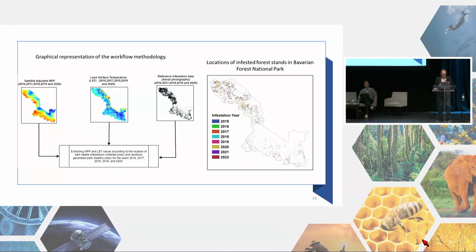So this graph explains the methodology a bit better. On the left you have the NPP products from the LPJ-GUESS model with the assimilation of LAI in it. You have the land surface temperature data in the middle, and the reference data that they collected on bark beetle infestations from aerial photography. These maps were then used to assess the dynamics of NPP over the years 2016 to 2020.